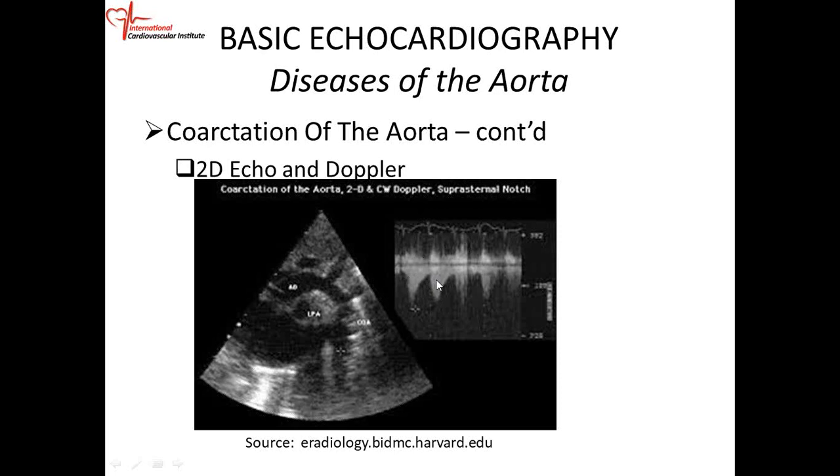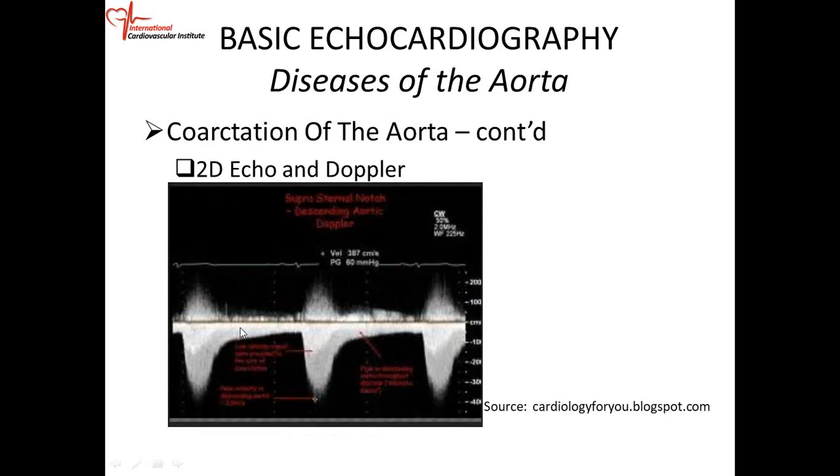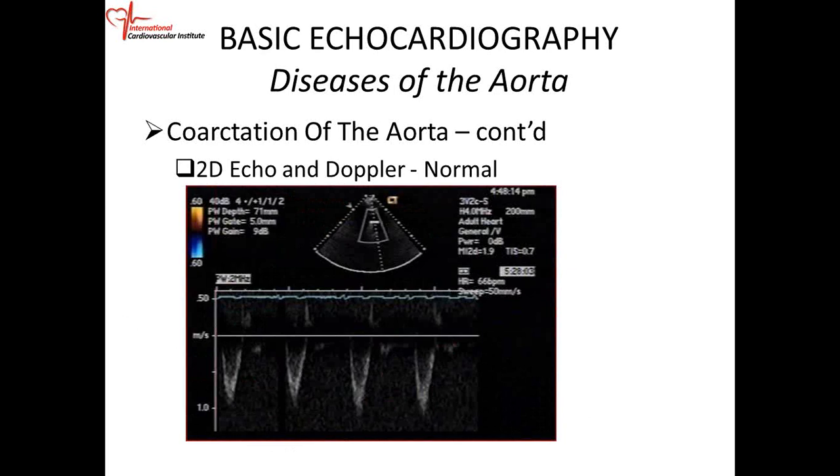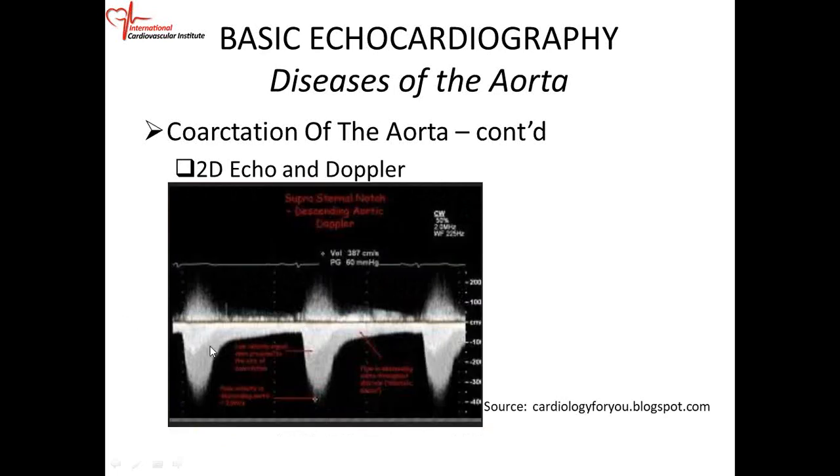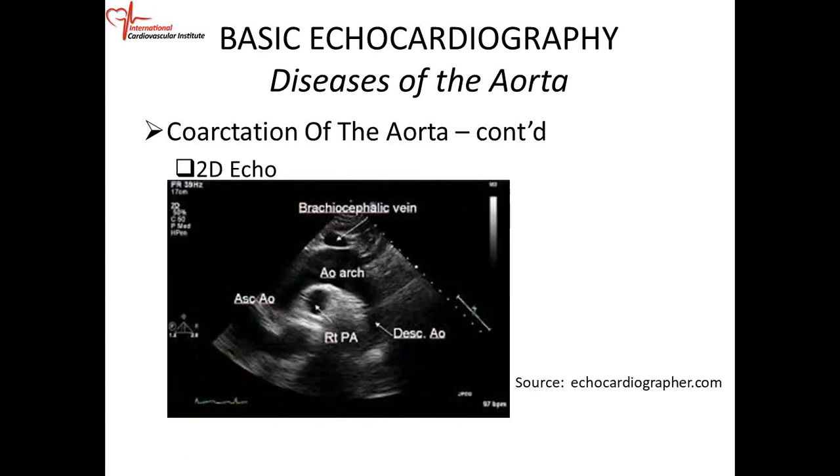Sawtooth pattern, classic. Okay, so if you do your CW Doppler, you get a sawtooth pattern. Once you see this, you have to think in terms of coarctation of the aorta. Remember what your normal suprasternal notch view of the descending aorta looks like. So once you see something looking like this, it's coarctation until proven otherwise. Remember, there's an association between coarctation of the aorta and bicuspid valve.